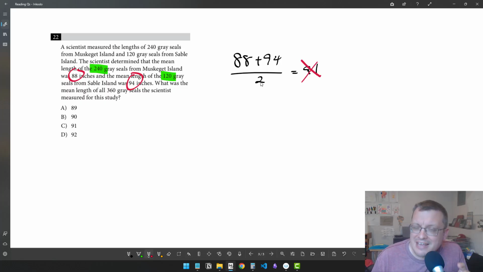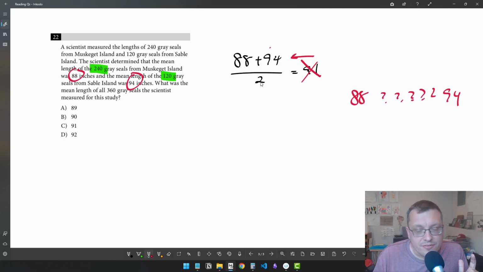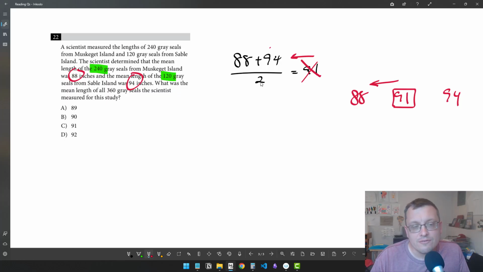It would be right if we had equal numbers of seals in each group. Then yes, it's just right in the middle. But since I've got more in this group, I would expect the average to be closer to 88, right? Here's 88, here's 94. We're trying to find where the average of them combined is. Well, it's something between 88 and 94. 91 would be it if the total numbers of seals in each group were exactly equal. But since we have more of the 88s, we would expect the answer to be closer to 88 than to 94. And if you remember that our answer is B, that checks out.